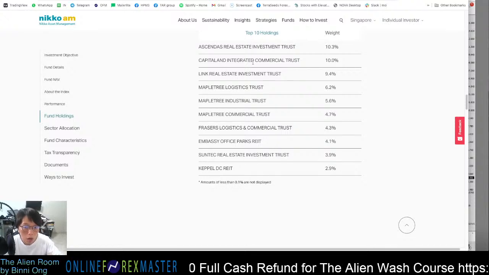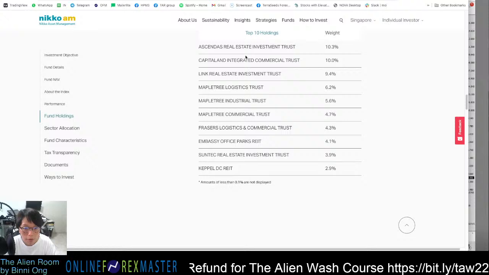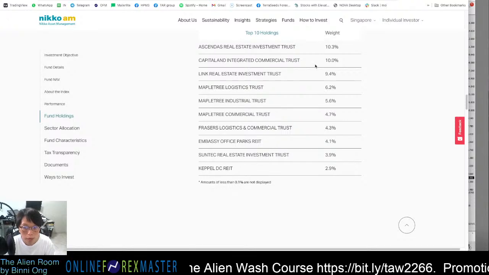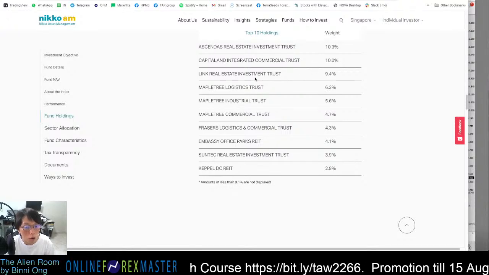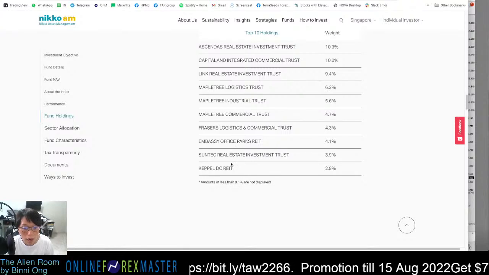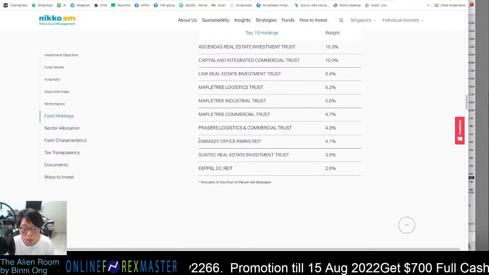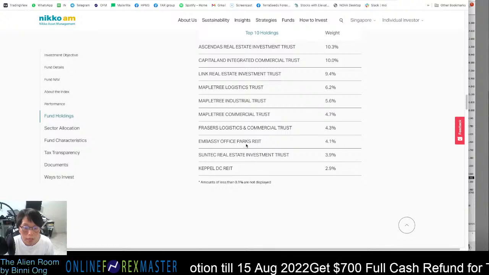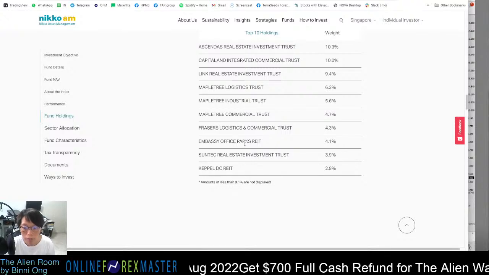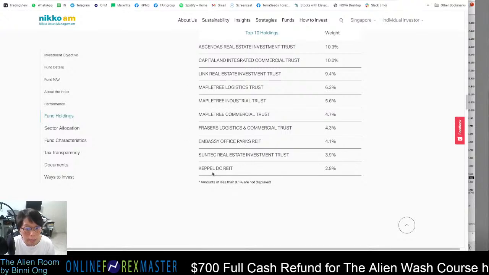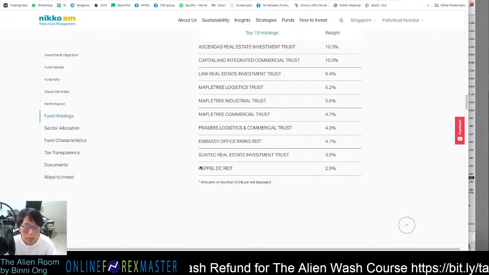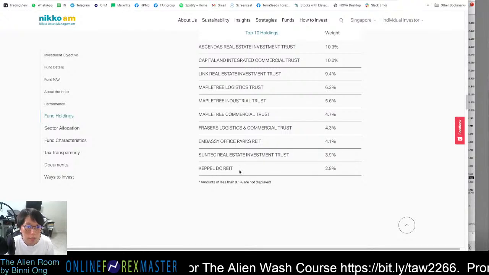It has a high component of the MSCI REITs, with Ascendas and CapitaLand. The only thing that it added is Hong Kong Link REIT. The other one is Embassy Office Parks REIT, which is not in Singapore. The rest are all in Singapore. So I would say that mostly the top 10 holdings are Singapore REITs.